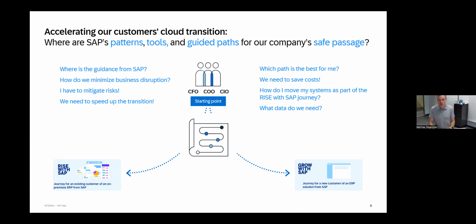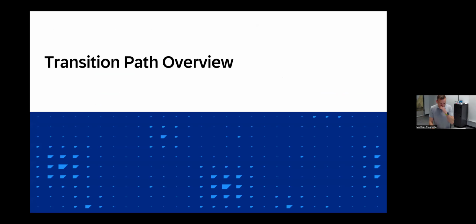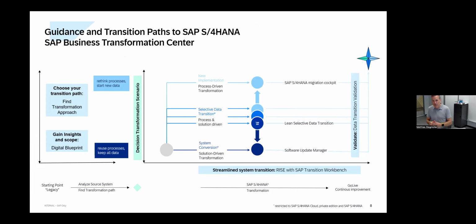So with Business Transformation Center, that is the key topic. And today I'm showing in particular the selective data transition path. What we have in the Business Transformation Center is also the transformation approach finder that would guide you as a customer to the optimal way, based on your source system and your business requirements, what the best transition path would be. In general, we differentiate between three different transition paths.